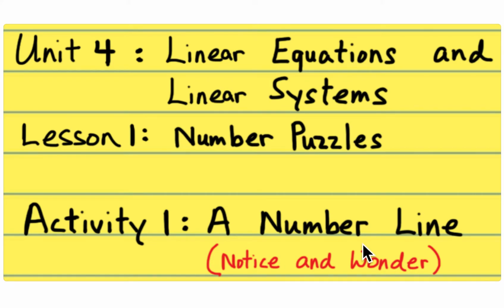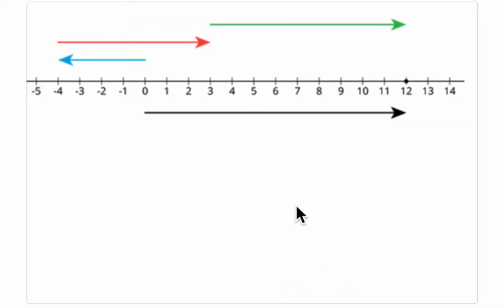This is activity 1, a number line from lesson 1, number puzzles, and this is the first lesson of unit 4, linear equations and linear systems. And this is what the authors call a notice and wonder activity. So you look at a number line, and what do you notice about that number line? And what do you wonder about that number line?